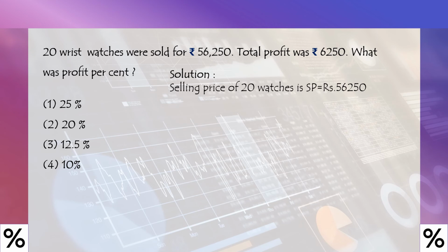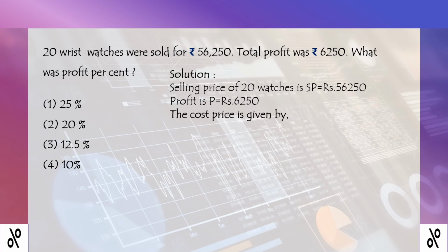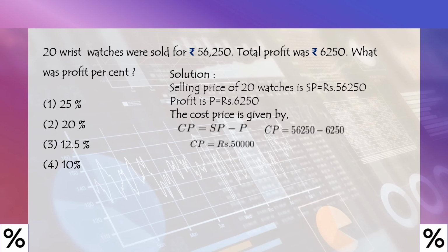So selling price of 20 wristwatches is 56,250. Profit is 6,250. You have to find out the cost price first. So the cost price is equal to selling price minus the profit, right? So it is 56,250 minus 6,250, which is 50,000 rupees is the cost price. ठीक है, 50,000 cost price आ गया.